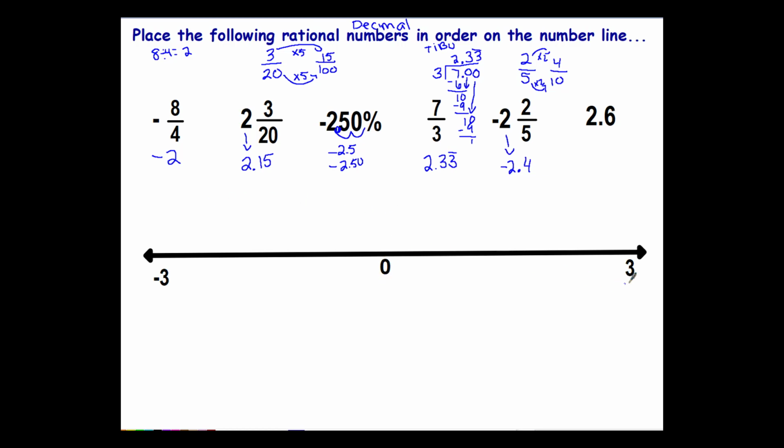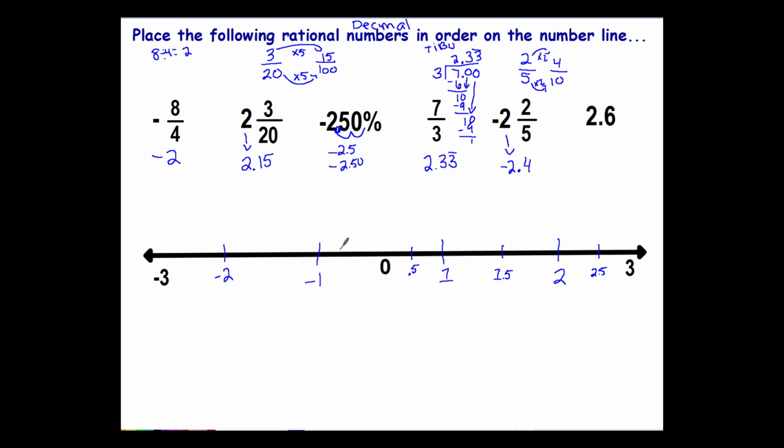I have a 0, positive 3, negative 3, so I'm just going to pre-fill and say that this is a positive 1, this is a positive 2, negative 1, negative 2, and then in between, just to help me, I'm going to put my halves. I'm going to split them in half. So between 0 and 1, the midpoint or halfway point would be 0.5. Between 1 and 2, my midpoint is 1.5. And between 2 and 3, my midpoint is 2.5.